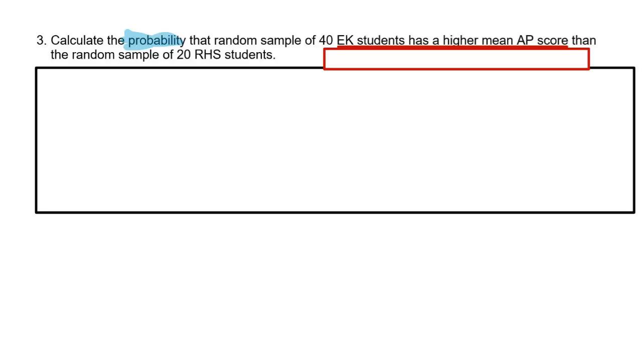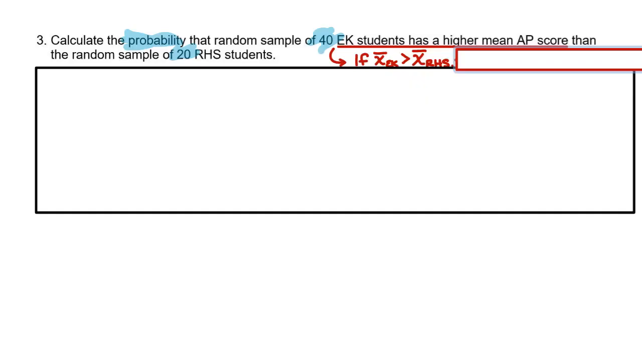What is this 20 and 40? Those are number of students. Are those boundaries? No. And when we're talking boundary lines here, remember, we're talking the mean AP scores, the average AP scores. That's what my mean is telling me about. That's what my standard deviation is telling me about. I want to know the probability that the 40 EK students have a higher mean AP score than a random sample of the 20 RHS students.